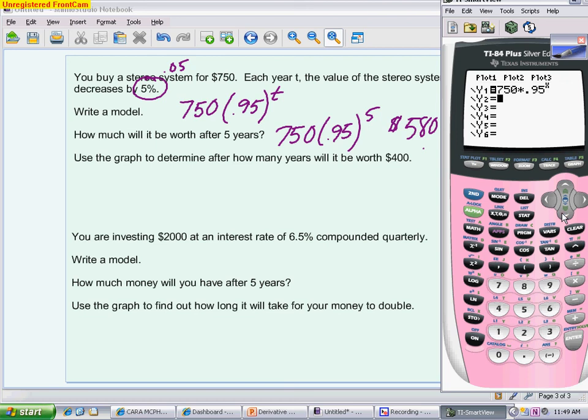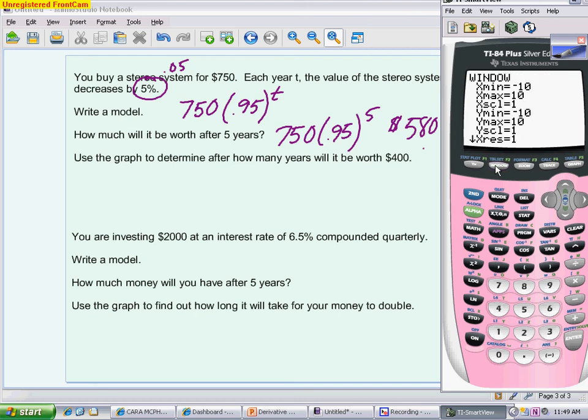And then in the next line, you want to put what you're trying to reach, your target number. So my target number here is 400. Now, if you hit graph right now, you're not going to see anything, because currently my window is a basic 10 by 10 window. I need to be looking at something that's over 400 as far as my y. I need to look at something that could be several years down the road. So I'm going to go to my window and make some adjustments.